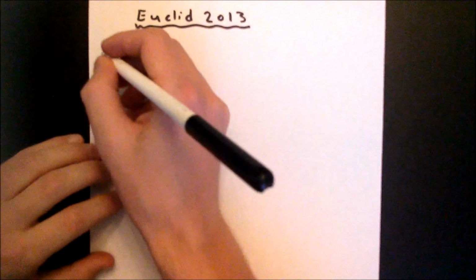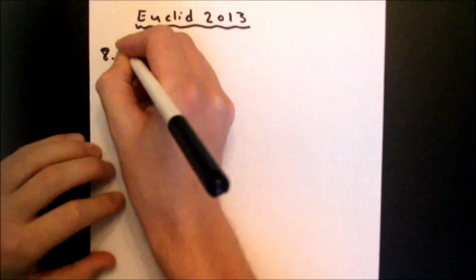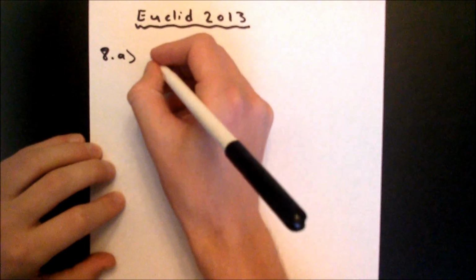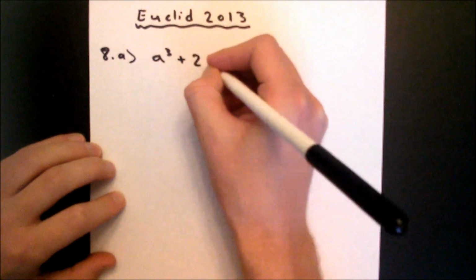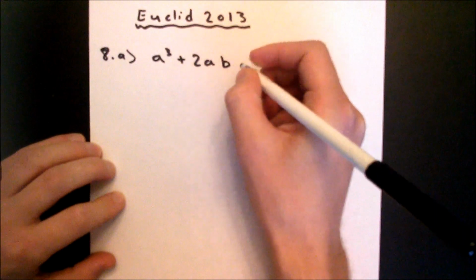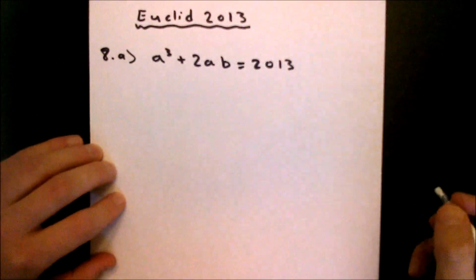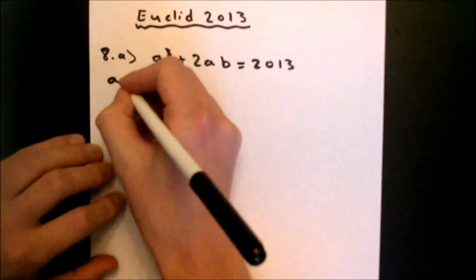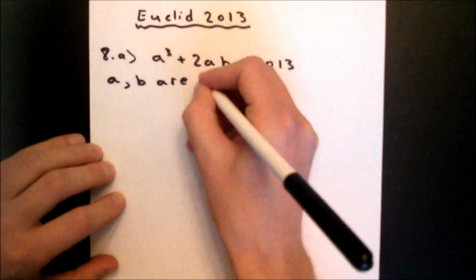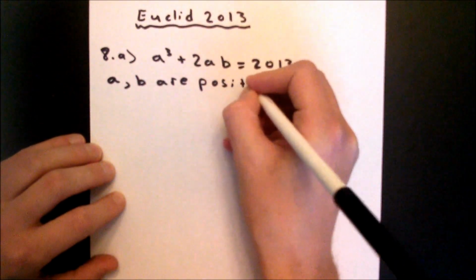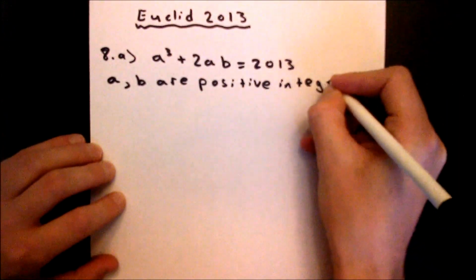Okay, so this is question 8a from the Euclid 2013. The question is a cubed plus 2ab equals 2013, and a and b are positive integers.